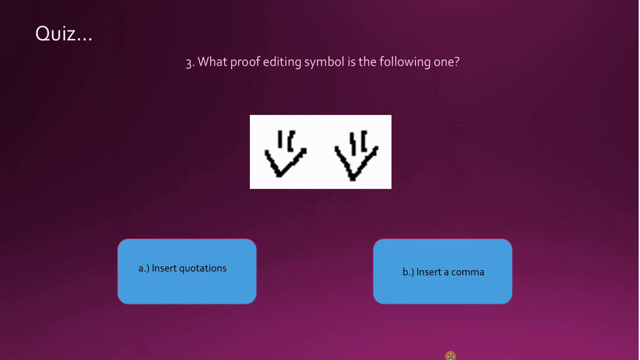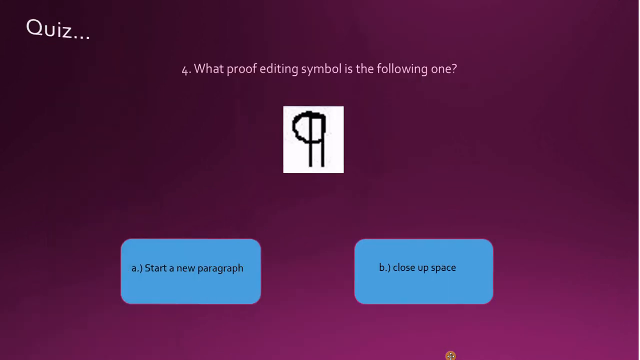Number 3, what proof editing symbol is the following one? Is it A, insert quotations, or is it B, insert a comma? If you chose A, insert quotations, you are obviously correct. Number 4, what proof editing symbol is the following one? Is it A, start a new paragraph, or is it B, close up space? If you chose A, start a new paragraph, you are correct.